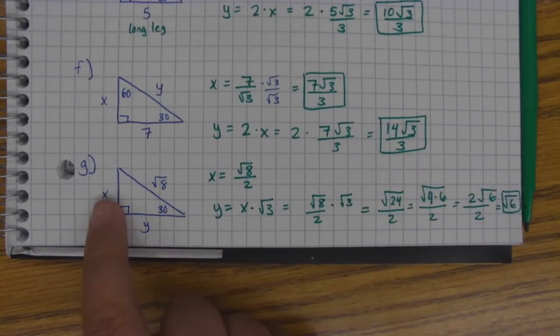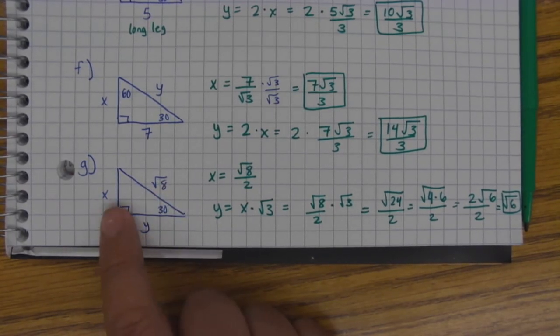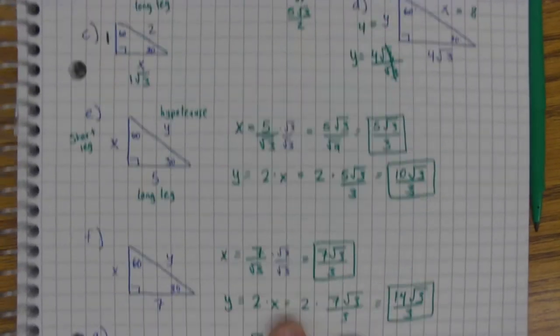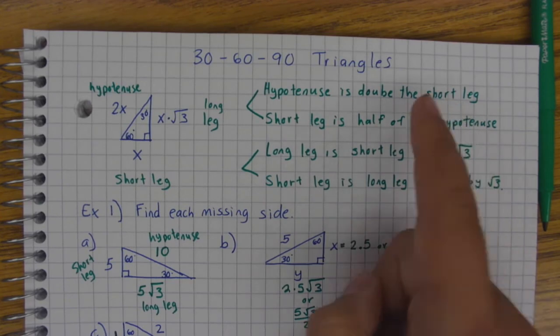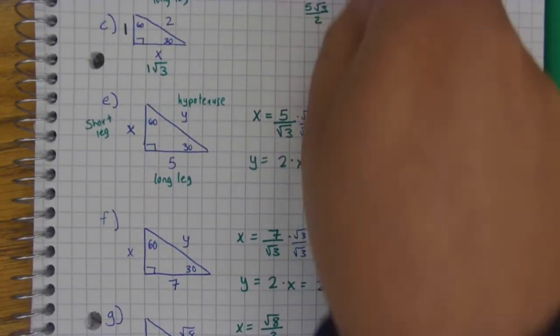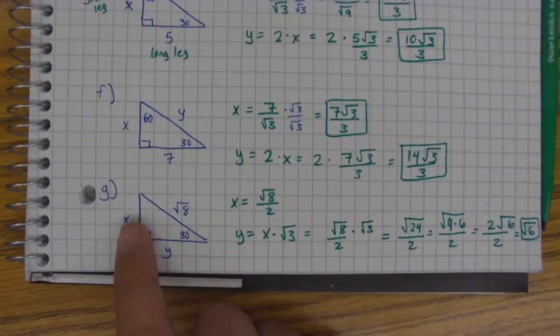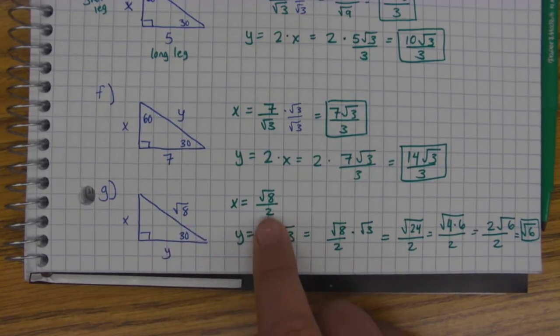Last problem. We have x and y, and we have that the hypotenuse is square root of 8. So if we want to find the short leg, how is the hypotenuse related to the short leg? Well, the hypotenuse is double the short leg, or you can see it as the short leg is half of the hypotenuse. Therefore, the short leg is going to be half of square root of 8, half of the hypotenuse. And the way you do that is square root of 8 divided by 2. That's it. There's no square root in the denominator, so we don't have to do anything with it.